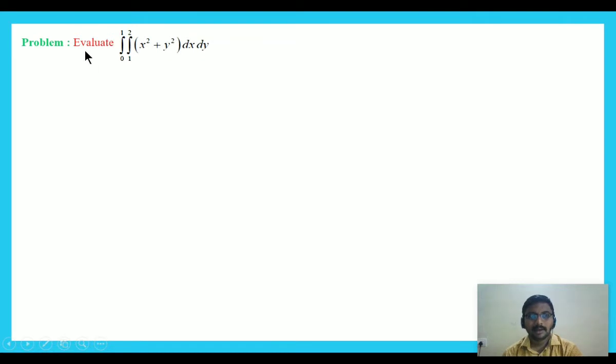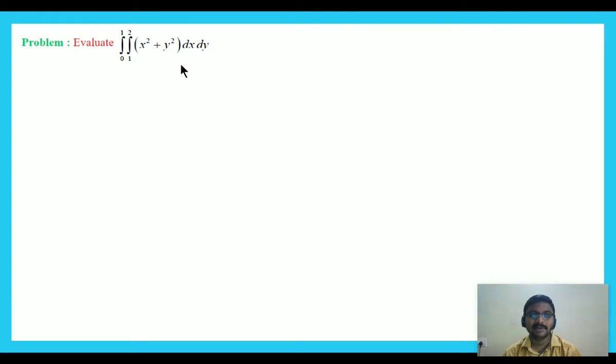Problem: Evaluate the integral from 0 to 1, integral from 1 to 2, of x square plus y square dx dy. The problem is a double integration sum because two integrals are given, and all the limits of the double integration are constants. So here we have to apply integration with respect to x and then y. If we want to integrate first with respect to y and then x, then the limits must be changed accordingly. Then only we get the result as a constant.